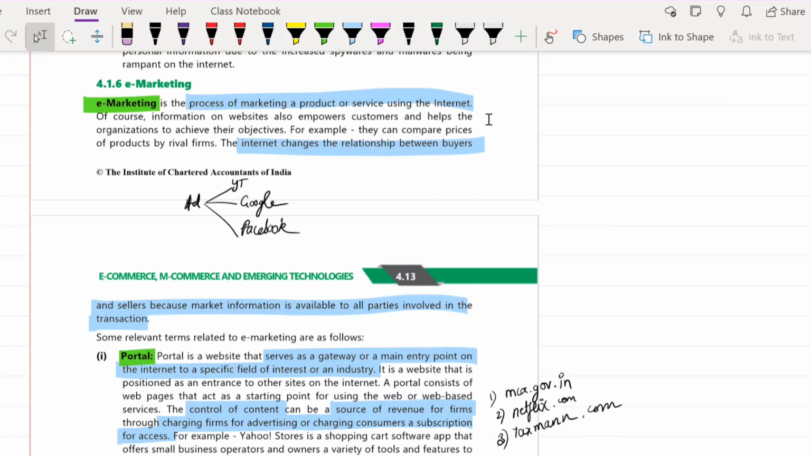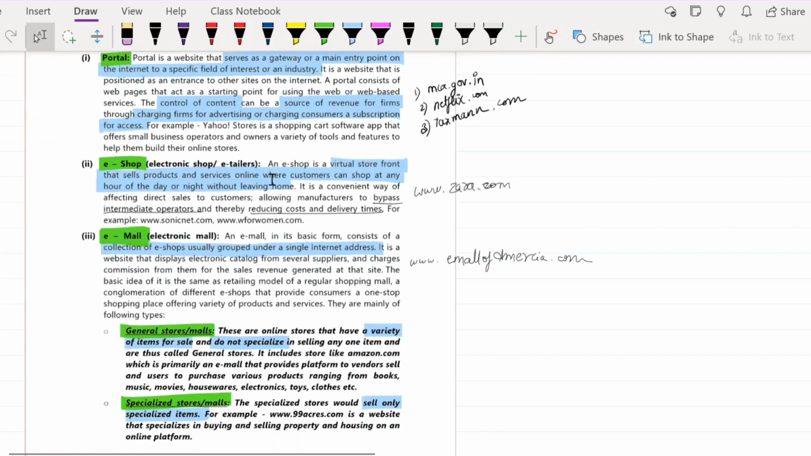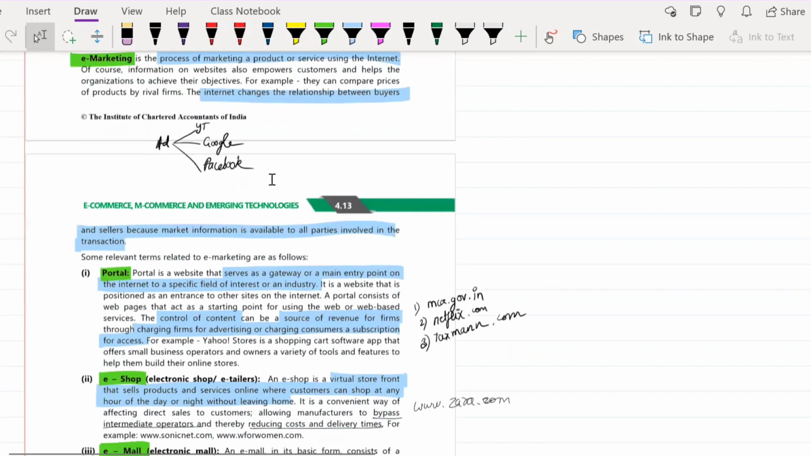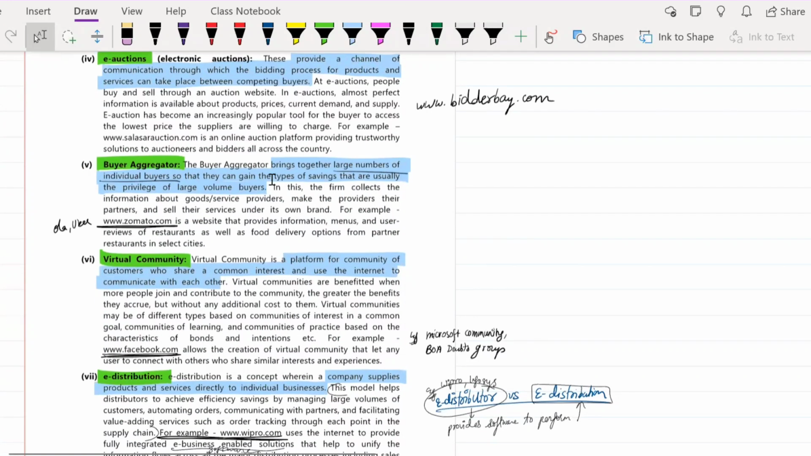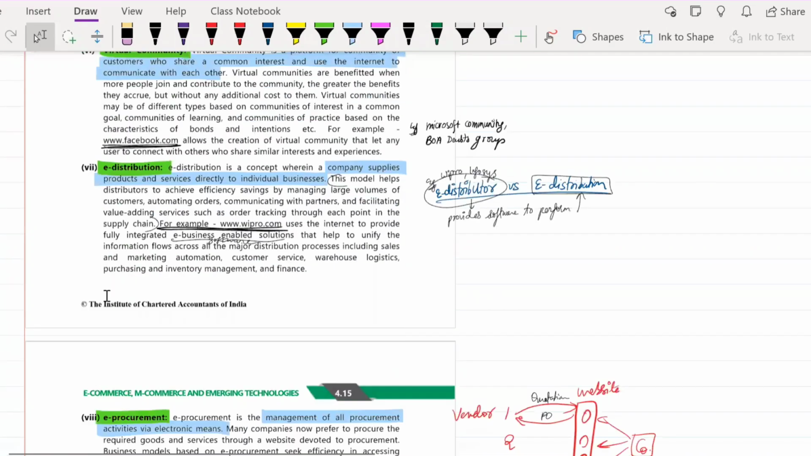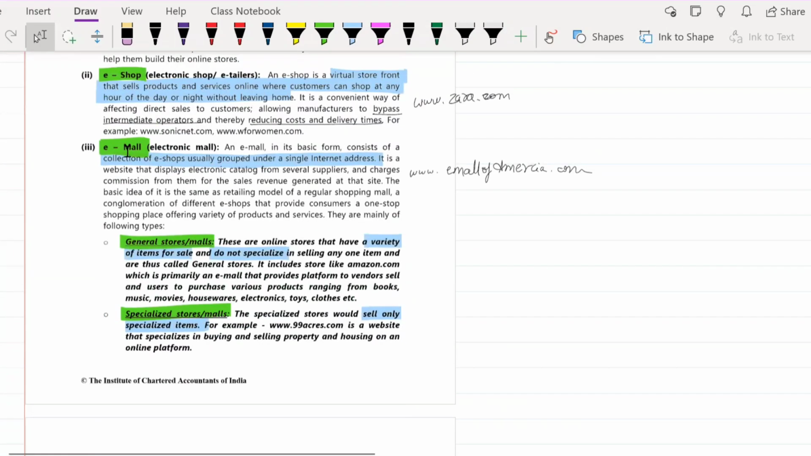So next is e-marketing. The next concept we are going to study is e-marketing. Here what they have given you are the different types of e-commerce platforms, the different ways you can use the electronic platform to sell or buy goods, or just in basic terms perform your trade. So these are the different kinds. We'll start studying from here.